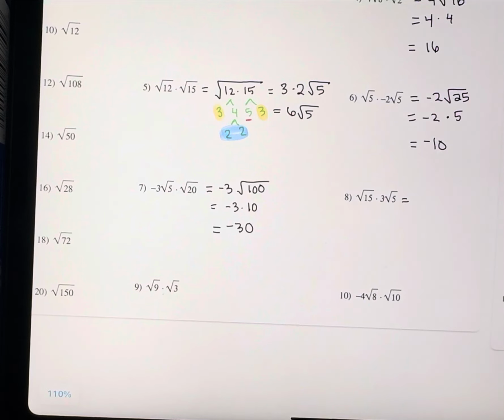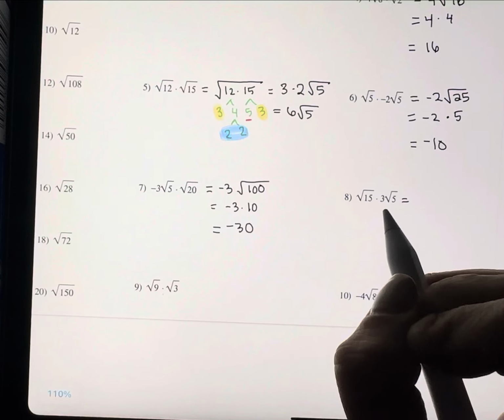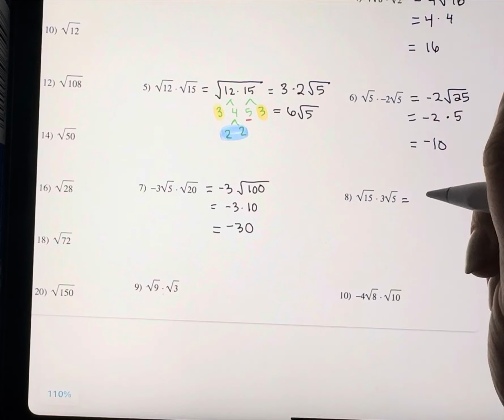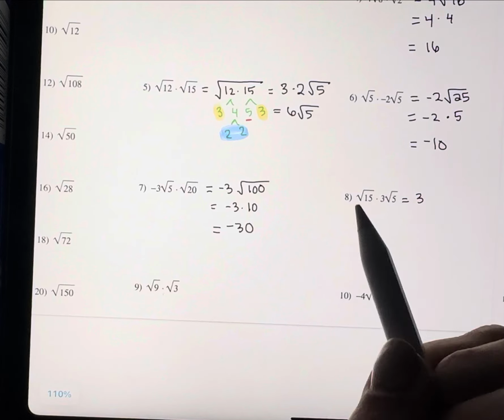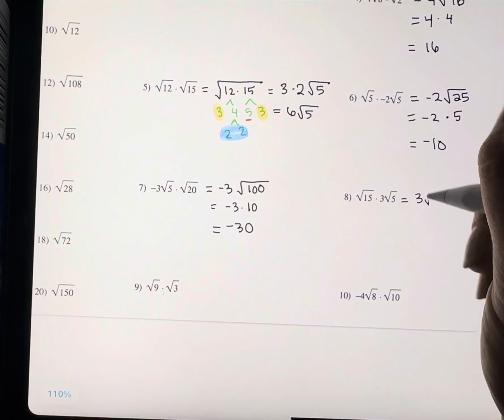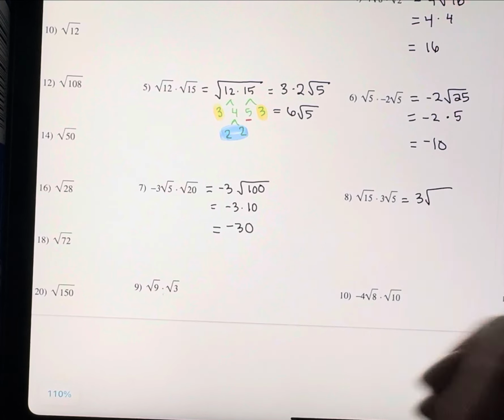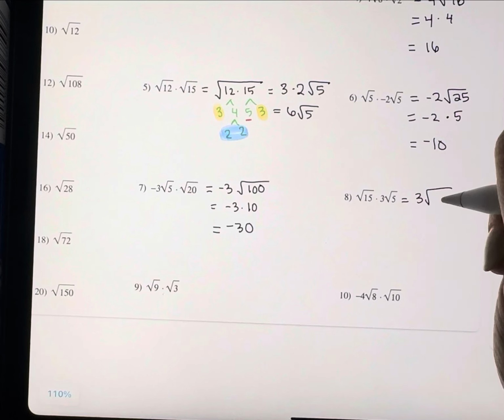And in this one, I have square root of 15 times 3 rad 5. So this is 3, because the 3 has nothing to multiply with. It stays 3. And 15 times 5. Now again, you can multiply that in your calculator. And what you'll get is 75. And that's fine. But I like to keep them separate because I know I'm going to separate them in the first step.